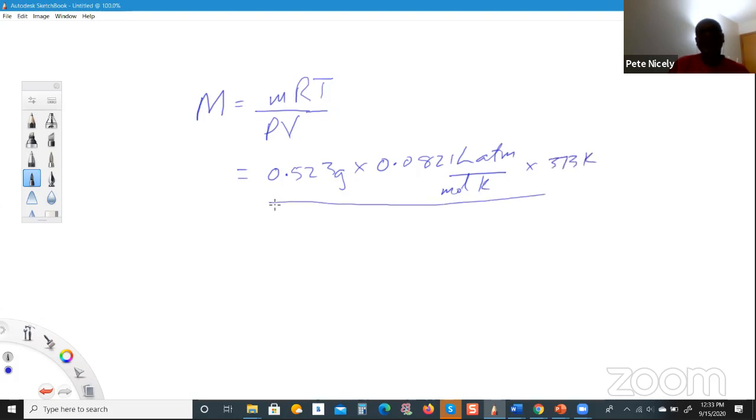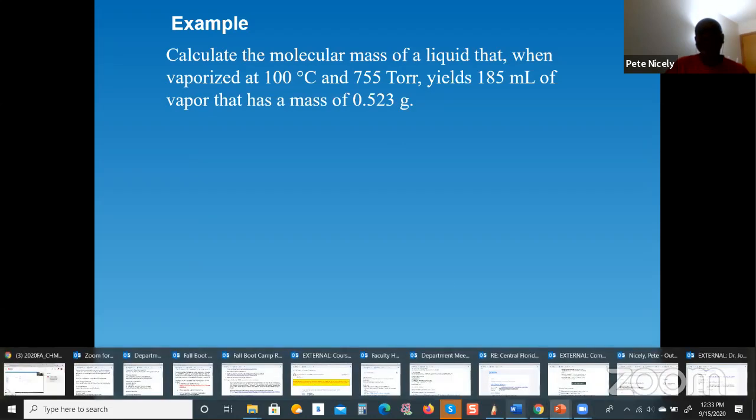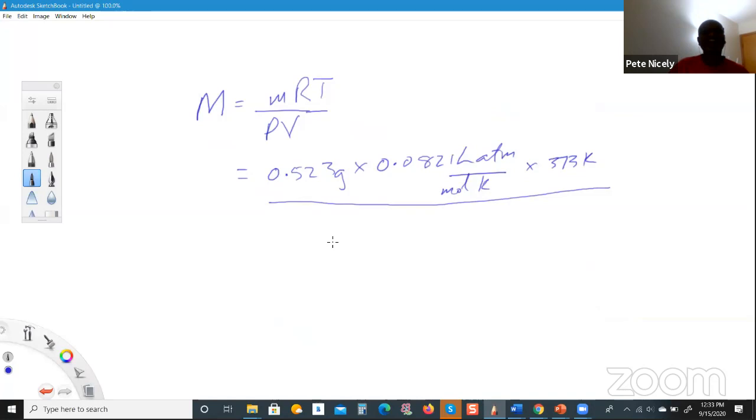All of that divided by the pressure. Now, what's the pressure? Let me go back to the question. The question says that the pressure is 755 torr. So that means we have to convert 755 torr to atmospheres. To convert it, we're going to have 1 atmosphere above and 760 torr below, all right? And then we have to multiply that by the volume.